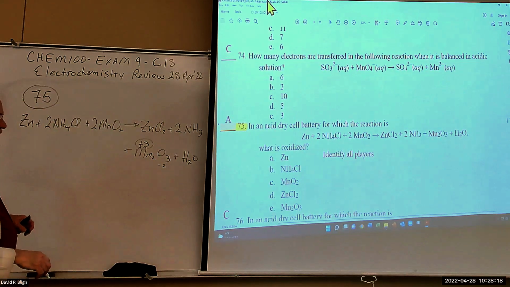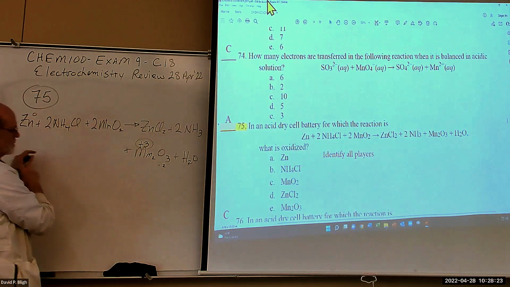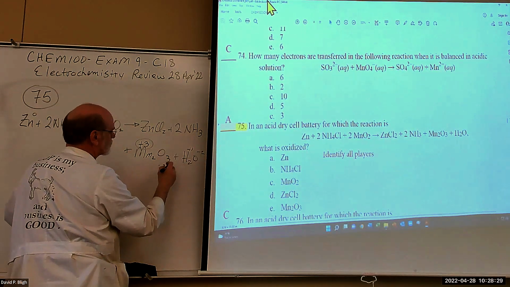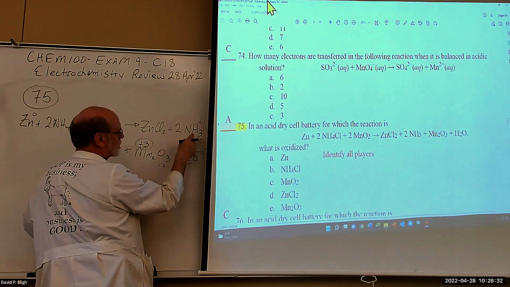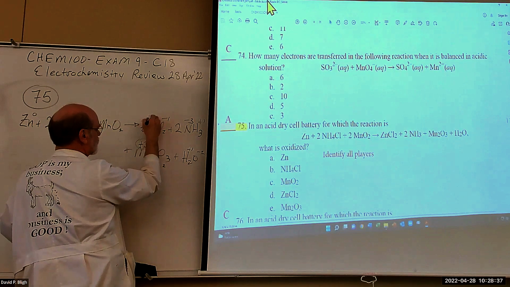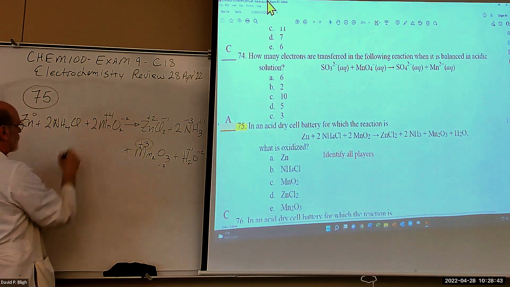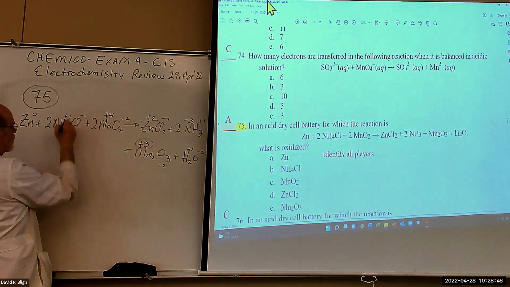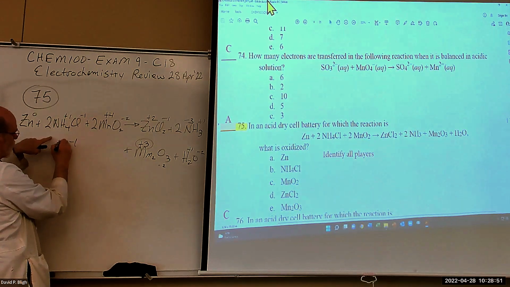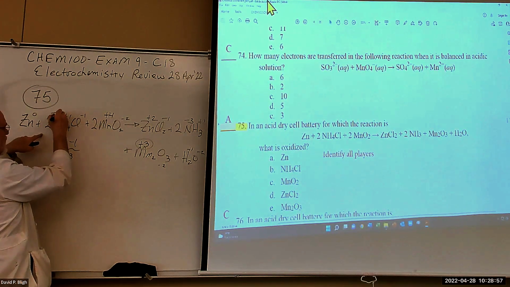Okay. So let's identify all the players. Zinc is 0. -2, -2, +1. +1 means this one's a -3. -1, +2. -2, +4. -1, +1. So in this case, we've got a -1 and a +4, which means +3. Nitrogen has to be a -3.